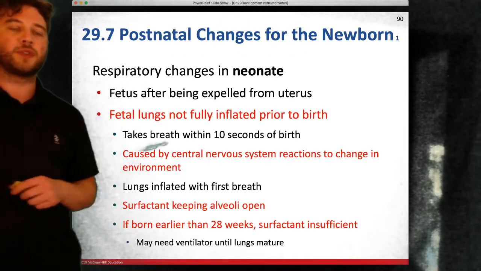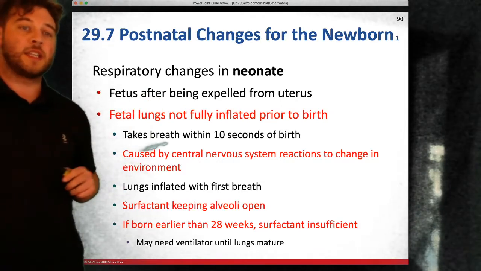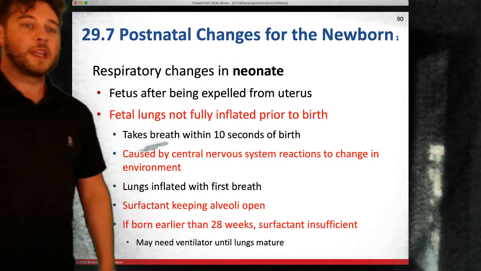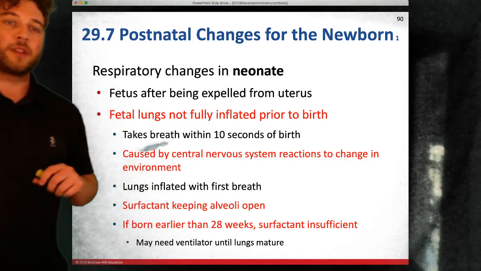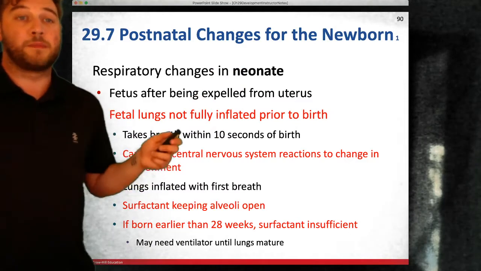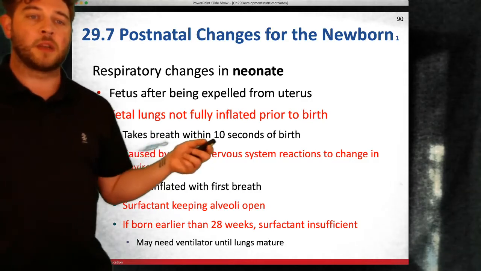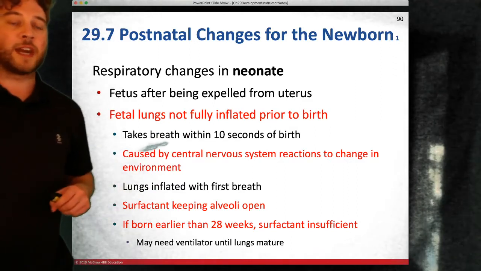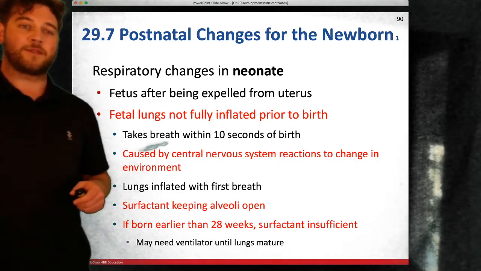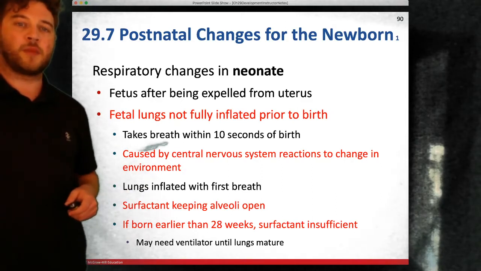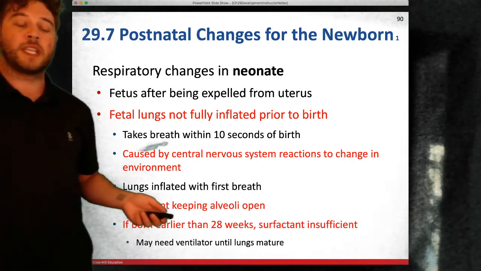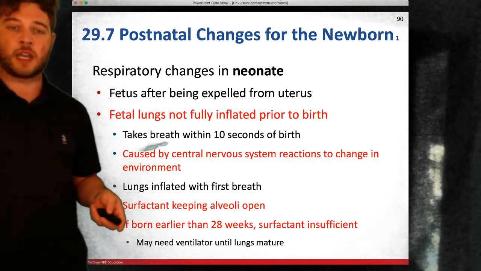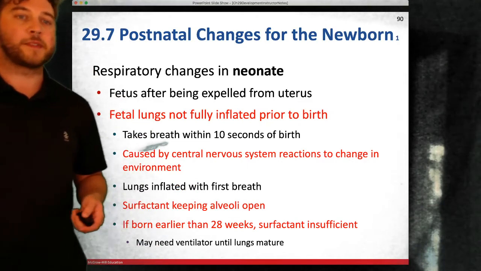Okay, postnatal changes for the newborn. Respiratory changes in the neonate. The fetus, after being expelled from the uterus, is called a neonate. The fetal lungs are not fully inflated prior to birth. The neonate will take its first breath within the first 10 seconds of birth, caused by central nervous system reactions to changes in the environment. The lungs are inflated with that first breath. Surfactant is being produced to keep the alveoli open. If they're born earlier than 28 weeks, their surfactant is going to be insufficient, and they may need a ventilator to help maintain their lungs until they mature fully and can produce surfactant themselves.